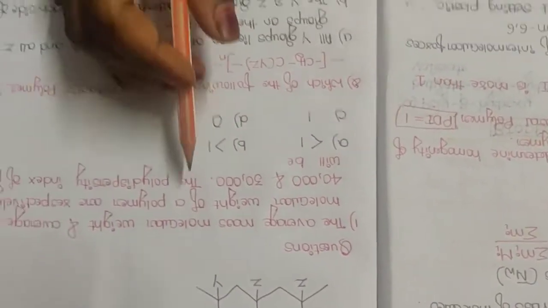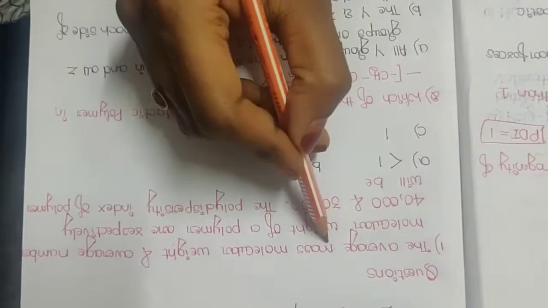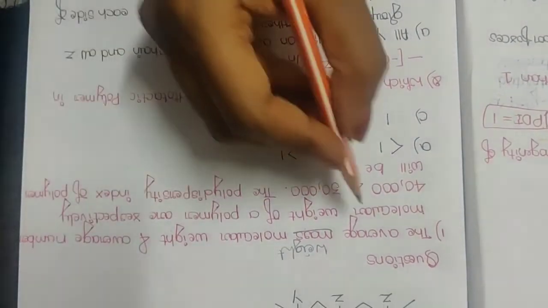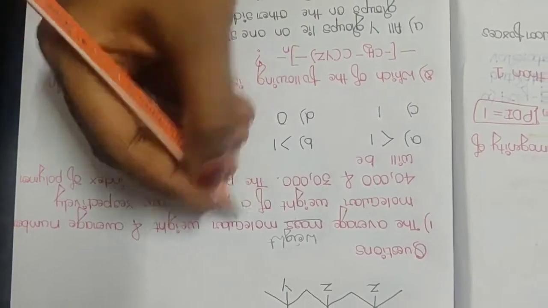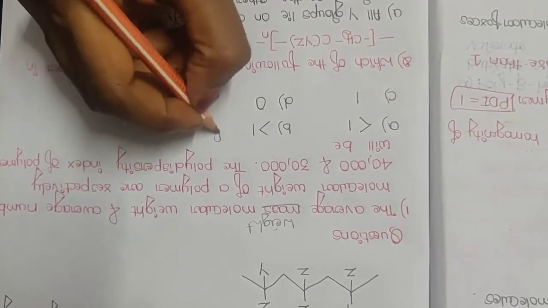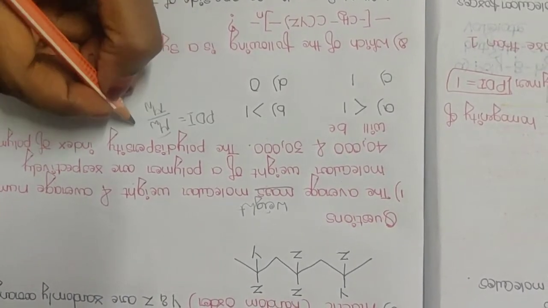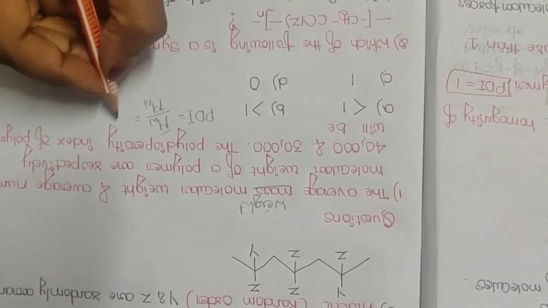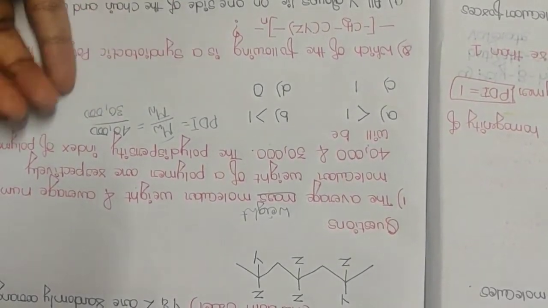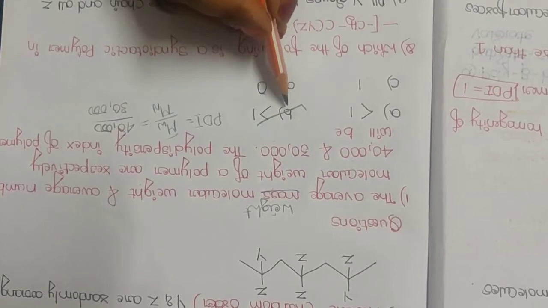So here you can see that the data are given. Weight average molecular mass is given, and mass is also called weight, as I have said. And the other is number average molecular mass. Both are given as 40,000 and 30,000. So you take the ratio: PDI is equal to weight average molecular mass divided by number average molecular mass, that is 40,000 divided by 30,000. If I divide this, of course it will be 1.33 something, which is greater than 1. So option B is the correct answer.